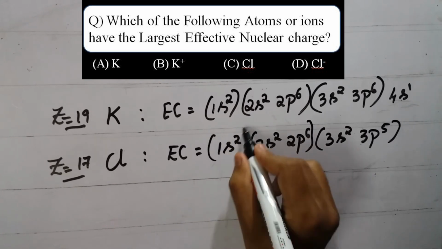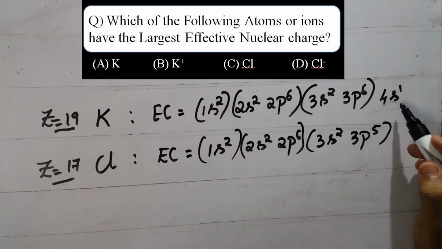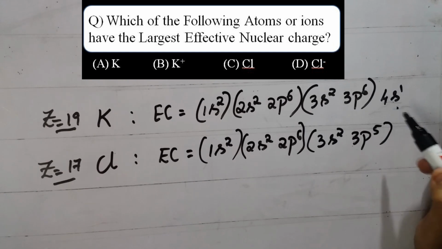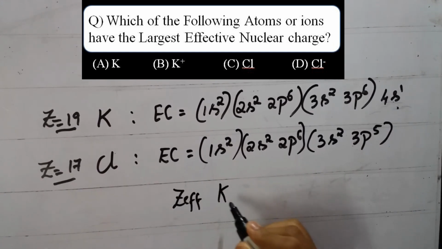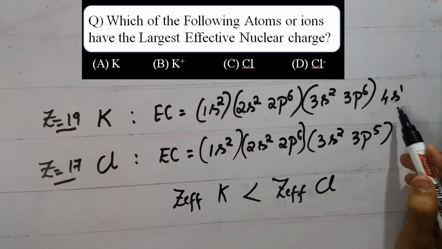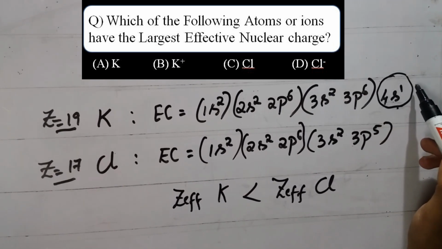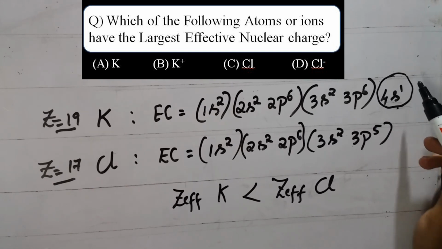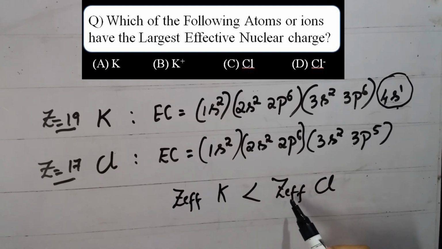So there is an excess electron that is in the next shell, that is, there is an extra shell in potassium. Hence the Z effective of potassium is less than Z effective of chlorine, because the electron is being added to the 4s shell, that is the new shell. Hence the distance between the nucleus and the electron increases, hence the Z effective value of potassium is less than Z effective of chlorine.